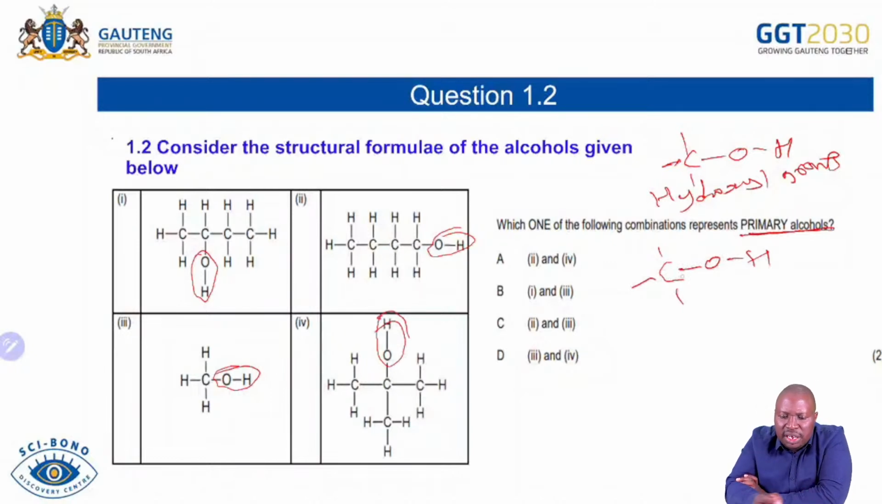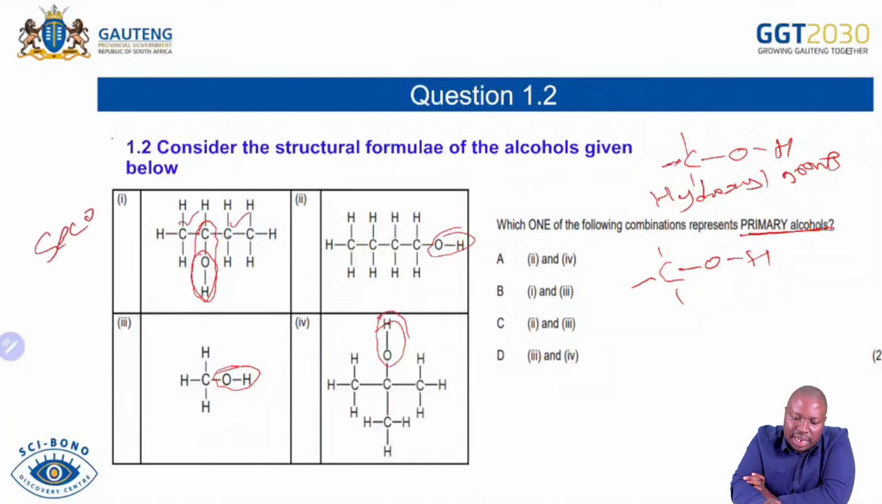In this case, if we look at Roman figure 1, you are having the OH, but we are interested in the carbon that is bonded to the OH. The carbon that is bonded to the OH there is bonded to two other carbons. So it's surrounded by two carbons around it. So that must be secondary. Because the carbon that is bonded to the hydroxyl group is bonded to two other carbons, we'll refer to that as a secondary alcohol.